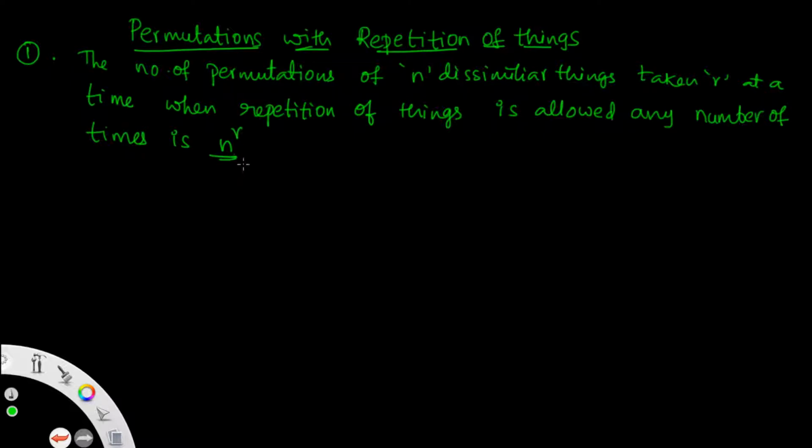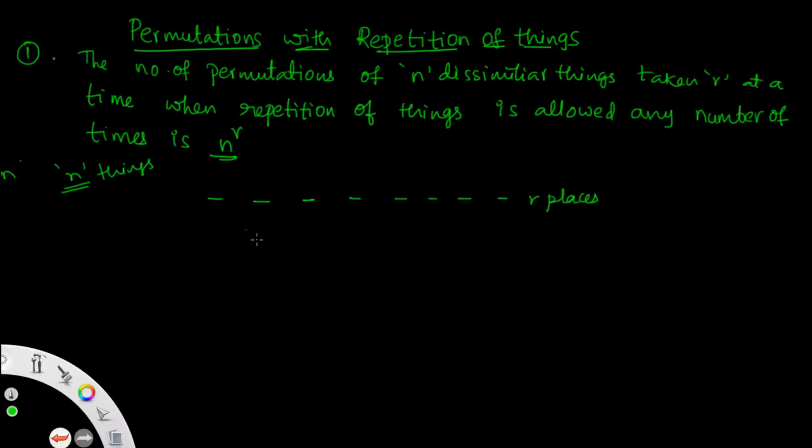So that is nothing but, as we learned, the number of permutations is equal to the number of ways of filling r blank places by n things when repetition of things is allowed. Suppose I am taking n dissimilar things and some r blank places. So the first place can be filled by any one of the n dissimilar things. N things are there, and the blank places are r blank places.